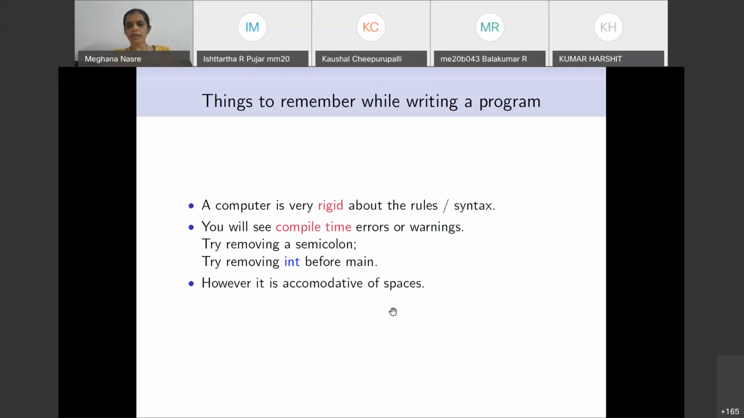However, it is accommodating of some things. For example, you can put in spaces as you like. In fact, this can lead to bad things, which is called unindented code, which we should avoid writing. We should always try to write code which is indented, or readable by any other person, your friend, your TA, your instructor, or you yourself after a few weeks. If you write code which is completely haphazard in terms of indentation, it will lead to difficulties when you are trying to go back to it. So these are some things that we need to remember when we are writing a program.